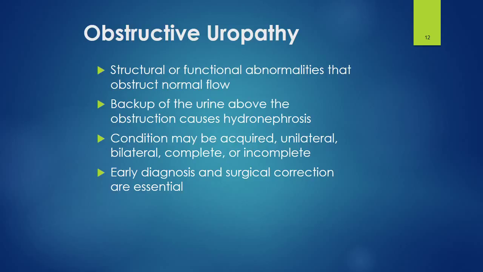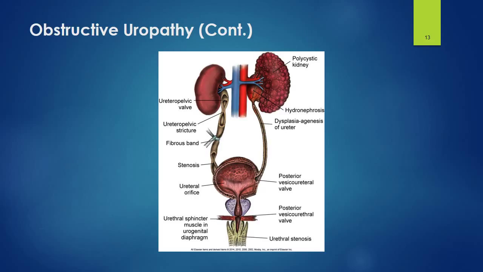Obstructive uropathies are structural or functional abnormalities that obstruct normal flow of urine. Backup of the urine above the obstruction causes hydronephrosis. The condition may be acquired, unilateral, bilateral, complete, or incomplete. Early diagnosis and surgical correction are essential. This diagram provides examples of obstructive uropathy. You will notice strictures and stenosis in the diagram.